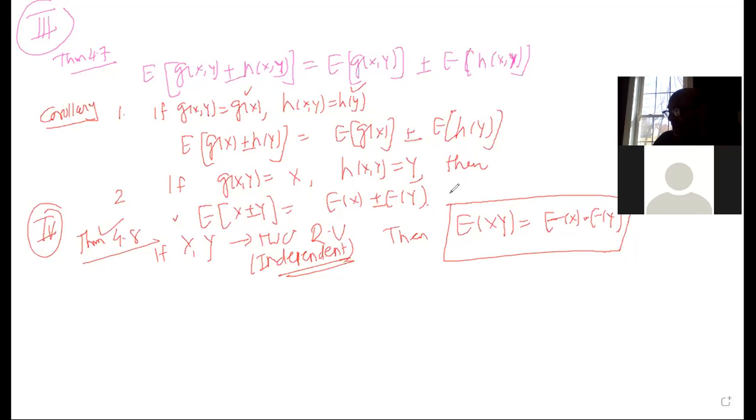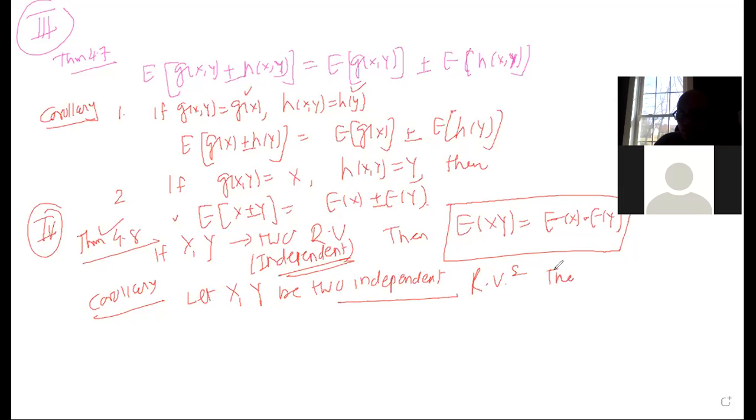And as a corollary of the theorem, let X and Y be two independent random variables. Then what will happen? Then sigma XY is always 0. So if X and Y are two independent random variables, then sigma XY is always 0.